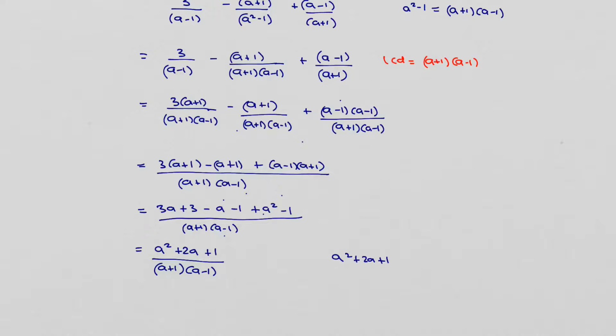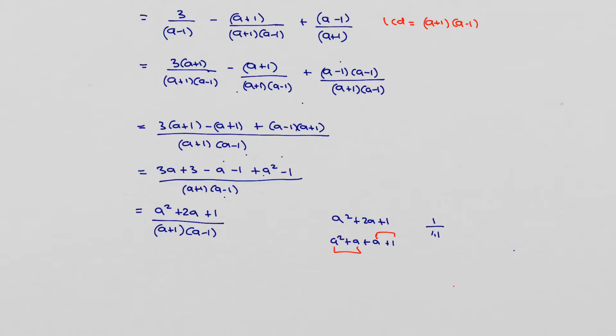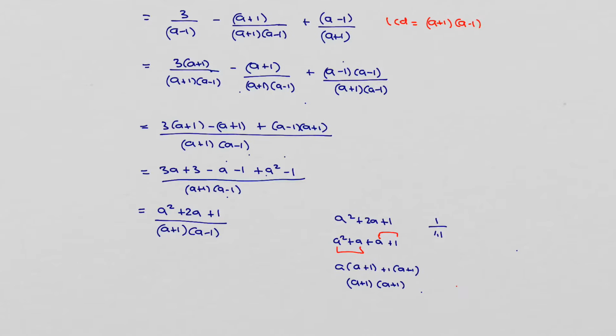So what we have there on the top line is what multiplies to give us 1 and adds to give us 2. Well, it must be 1 and 1. So that's a squared plus a plus a plus 1. And if I group the first two and take out the highest common factor and group the second two and take out the highest common factor, I have a plus 1 by a plus 1, which is a plus 1 squared.